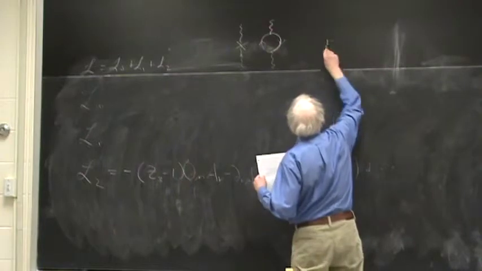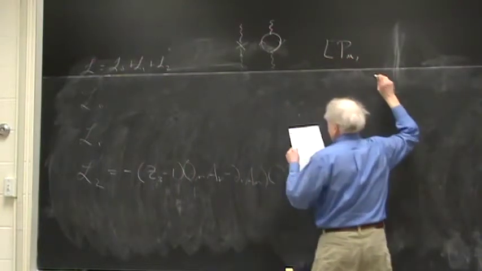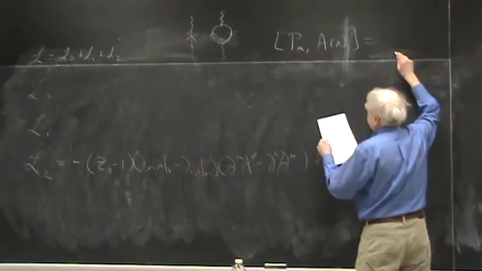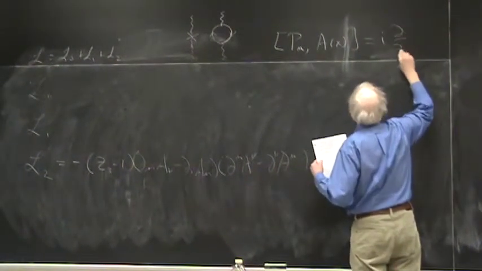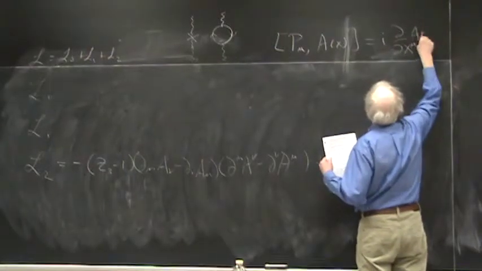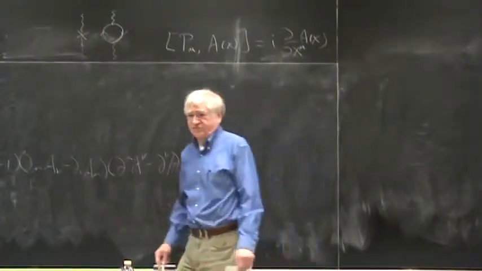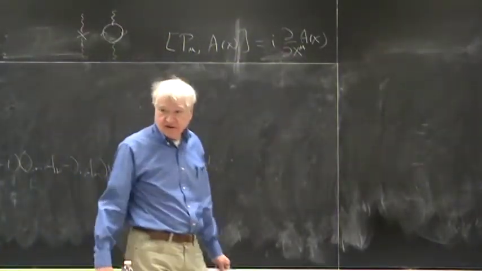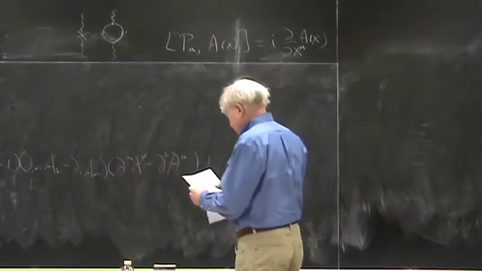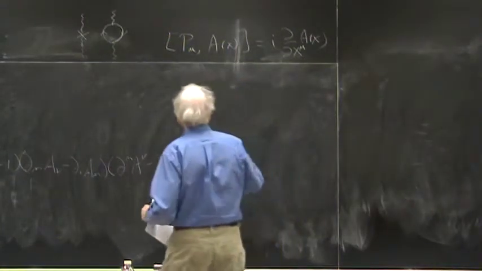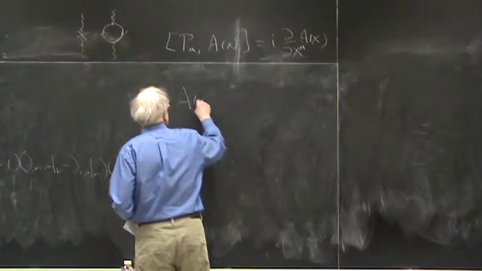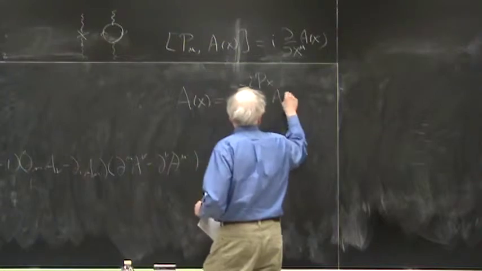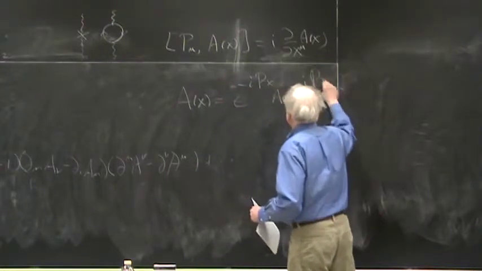First of all, let's recall the commutation relation for a field with the four momentum and its i partial x upper mu of A of x. Here, A is just any old field. Okay, it doesn't mean the electromagnetic field. It could be the electromagnetic field, but it's basically any old field. And that means, in particular, that A of x transforms as e to the minus i px, A of 0, e to the i px.